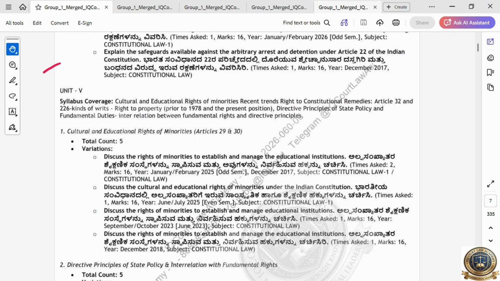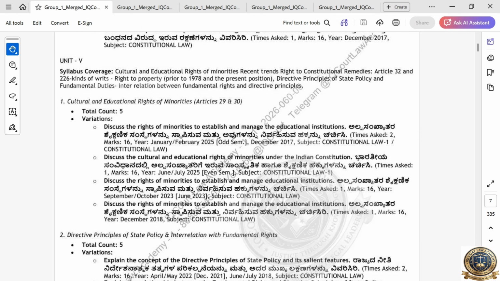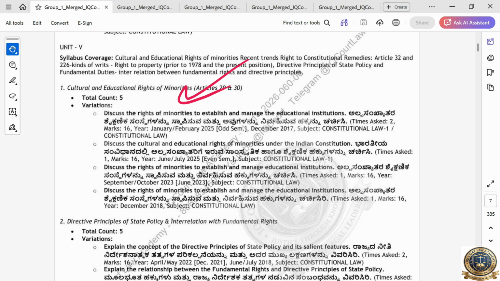If you go to the 5th unit, this is the syllabus. Then this is the question. Discuss the rights of minorities to establish and manage educational institutions. This is the one question. Article number 29, 30. Now they will also ask the question in a different way: discuss the culture and education rights of minorities under the Indian Constitution.